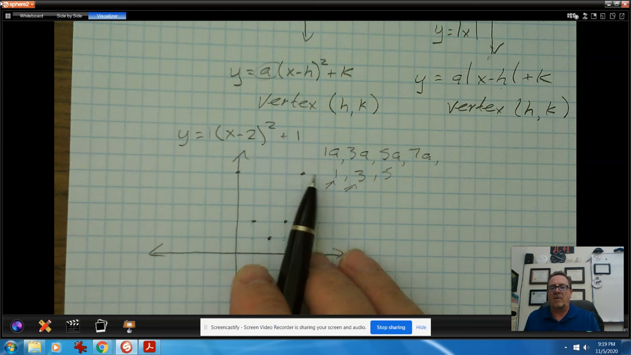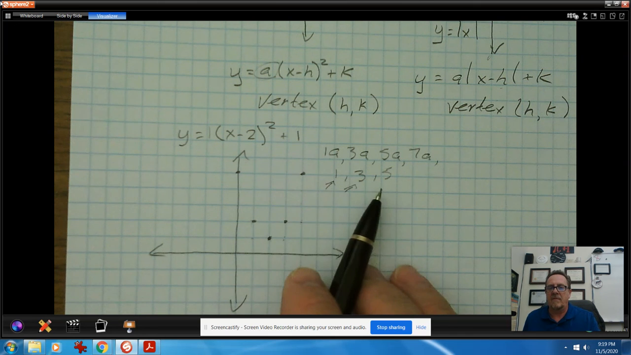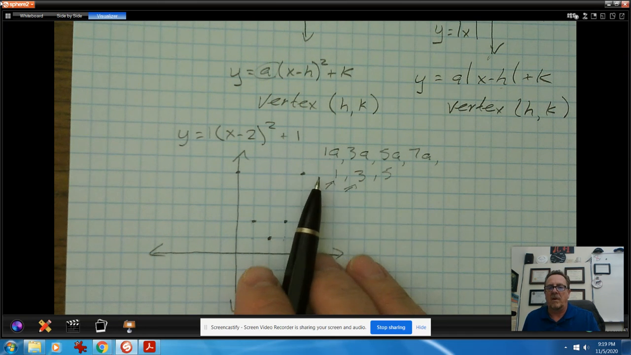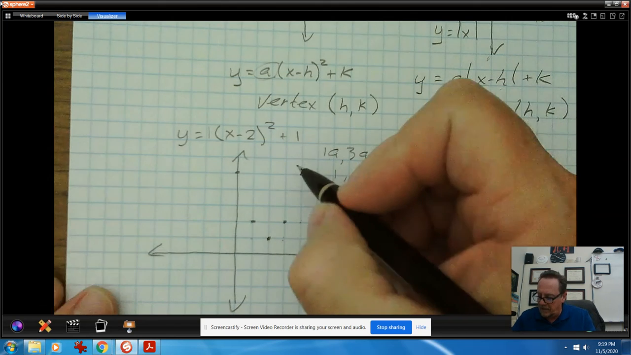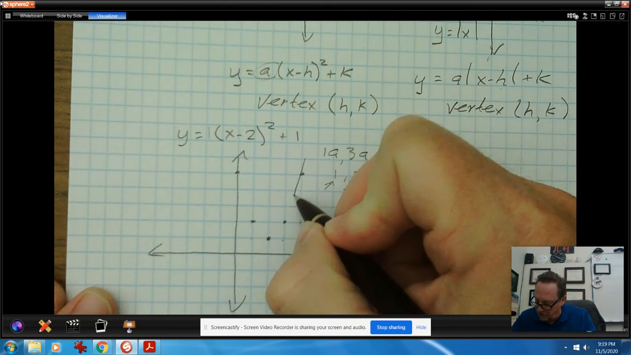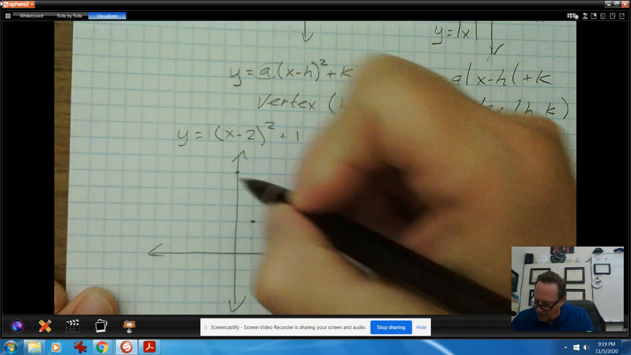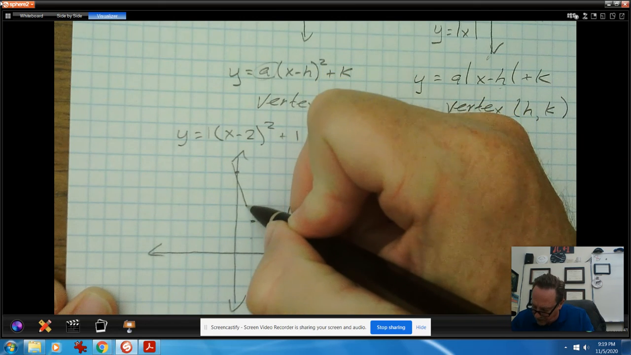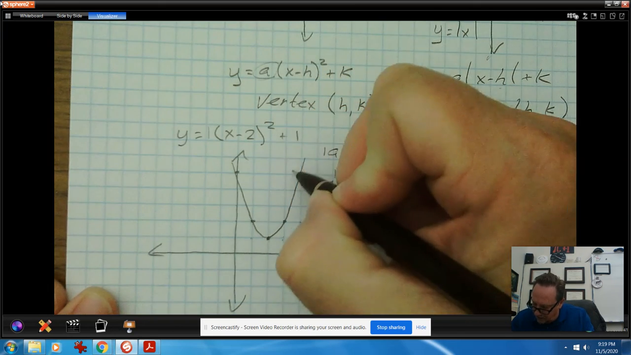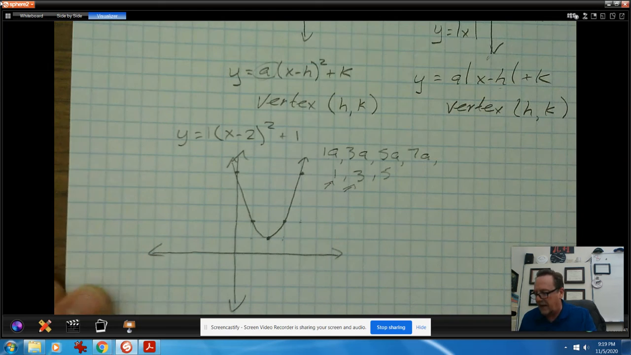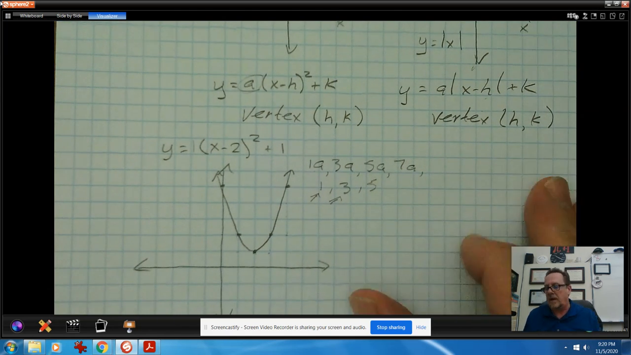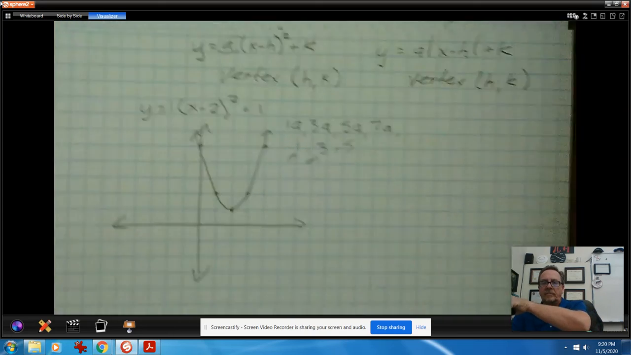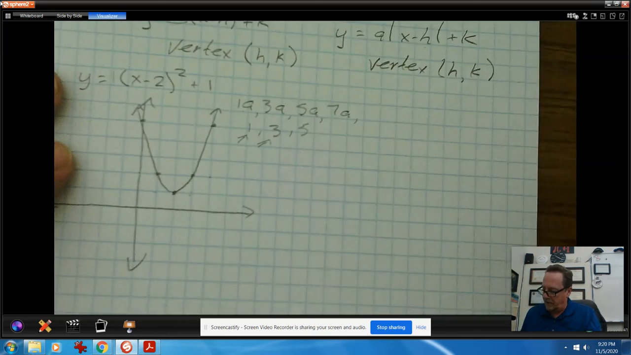From there, we'd go over by 1, and you know what we go up by? 5. So we'd go over by 1 and count up 5 and put another dot. But this is going to be enough so that I get the idea of the shape of my parabola or how wide it is. So I'm just going to freehand this in, and it would look like that. Okay? Ta-da. That was so much fun, we should do another.